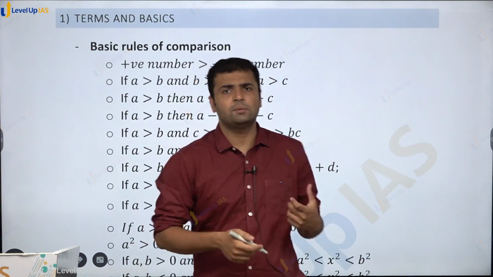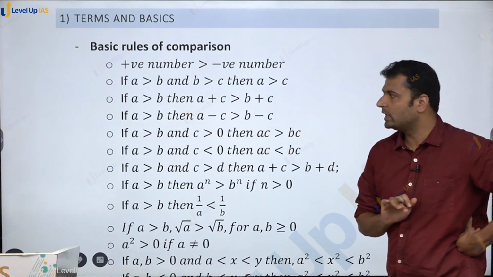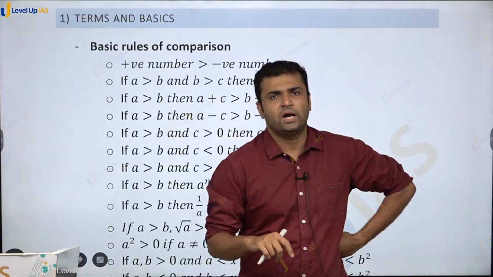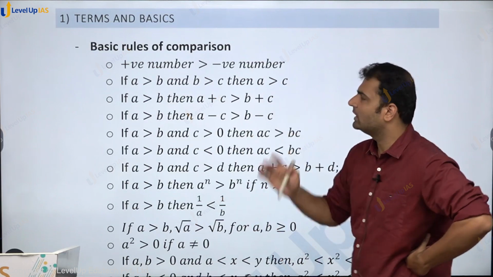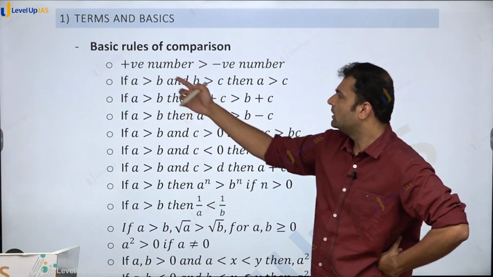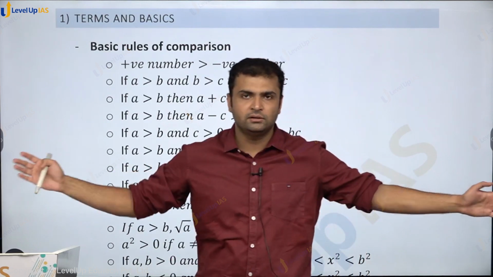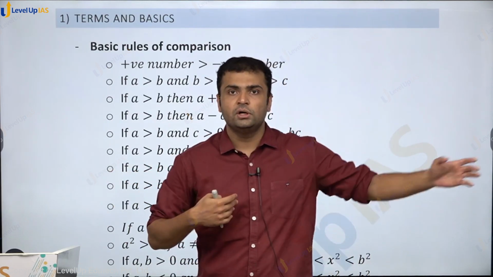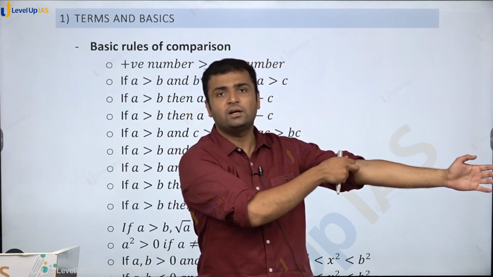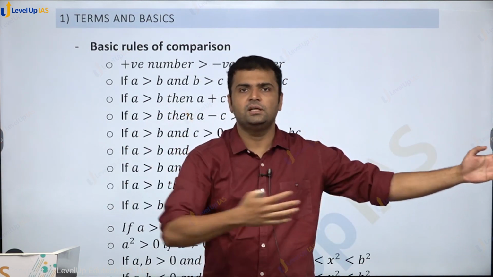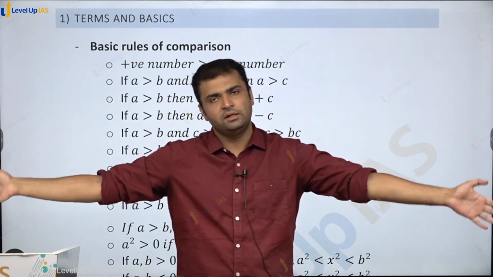Then these are some basic rules. It should be kind of revision for you guys. There is no additional knowledge beyond what you must have already studied, but let us go through them nonetheless. Positive number is always greater than negative number. If you imagine a number line, here we have 0, here we have positive numbers, here we have negative numbers. The number on your right hand side is always going to be bigger than the number on the left hand side.